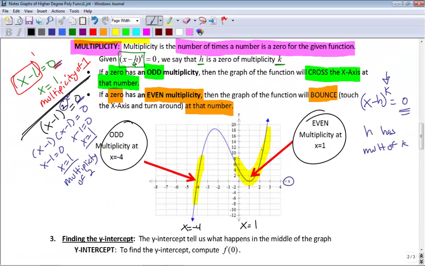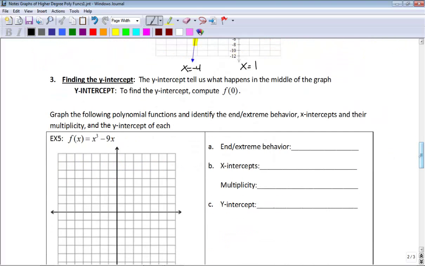Well, let's talk about finding the y-intercept next, and then we're going to try to graph one example in this video and then save the other 3 for the next. Finding the y-intercept is going to be the easiest thing, and we're going to continue to do this for everything else that we graph in this class. So finding the y-intercept, you're going to love it because it's super easy. How do you find a y-intercept? Well, the y-intercept, again, it's going to tell us what happens in the middle of the graph, just like the x-intercepts and their multiplicity. But y-intercepts are really easy to find.